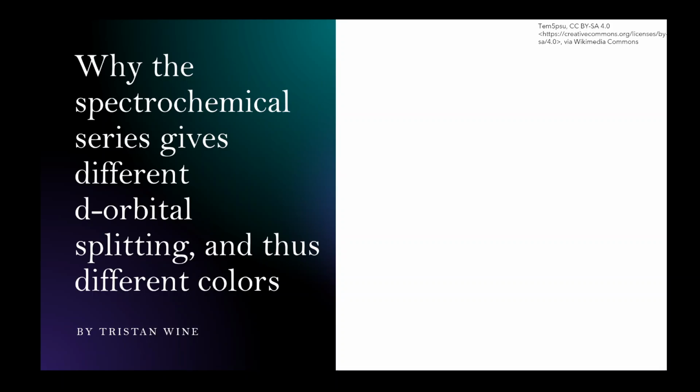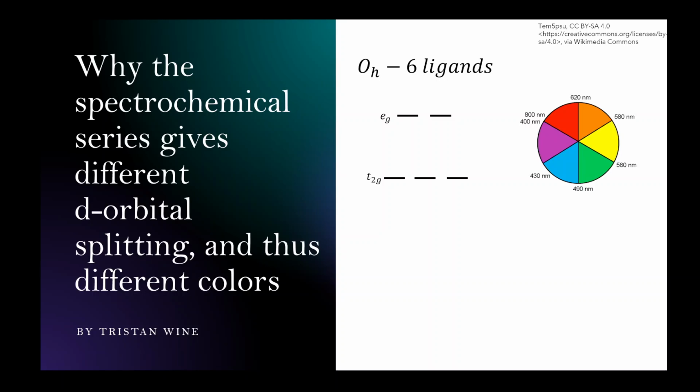So let's take a look here. Our presentation today is going to be about why the spectrochemical series gives different d-orbital splitting and thus different colors. For this video, we're going to be looking at 6 ligands in an octahedral complex. And the splitting is going to look like this with our 2 Eg orbitals above and our 3 T2g orbitals below. And we're going to take a look at how when we move those T2g orbitals up and down, that changes the energy and then thus the color that we see, which is why we have that color wheel there.